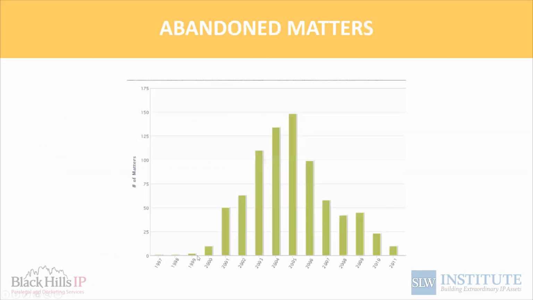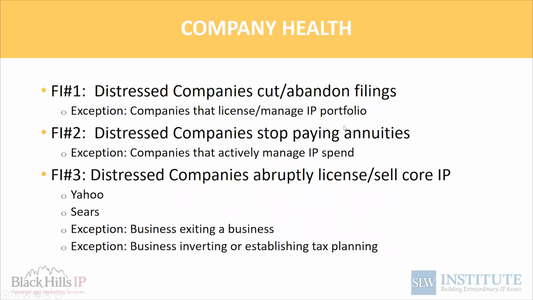So as you can see here, here's another company I reviewed and looked at their abandonment matters. And right when they had some fiscal difficulty, you can literally chart when they got better and when they got worse with respect to the number of matters they abandoned over that period of time. It cuts pretty quickly.